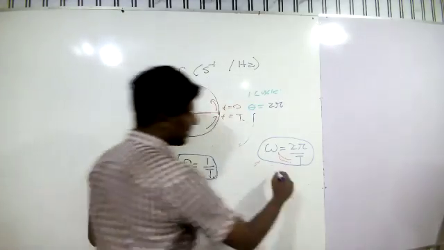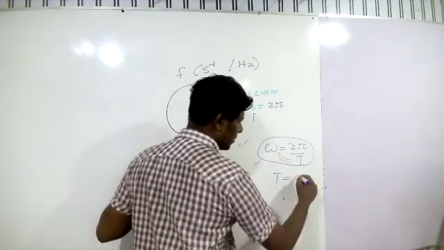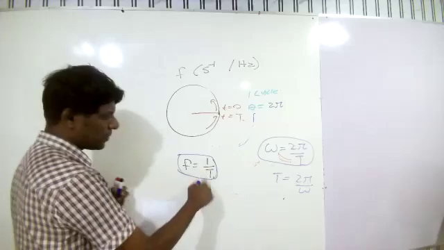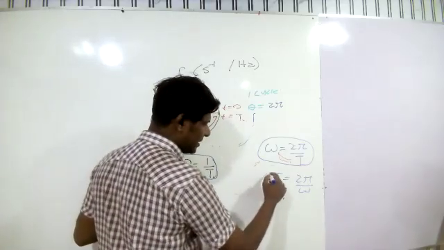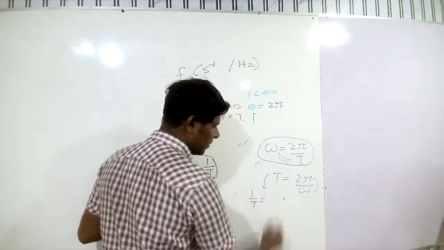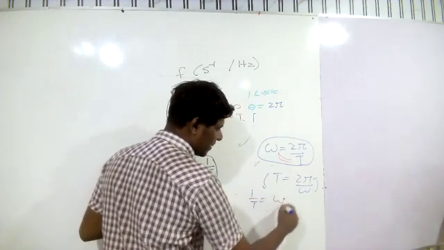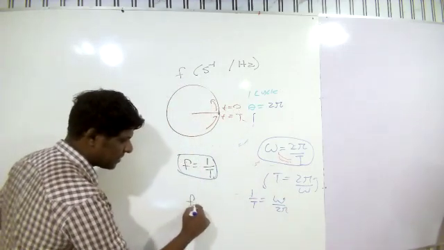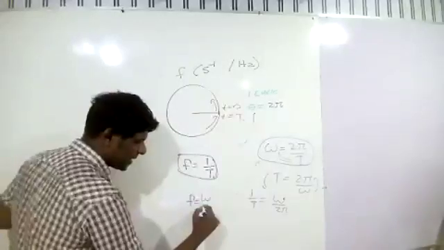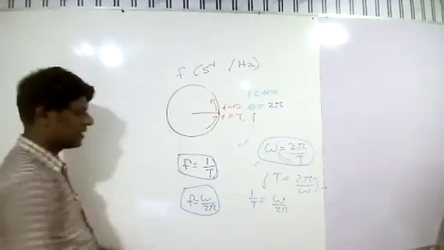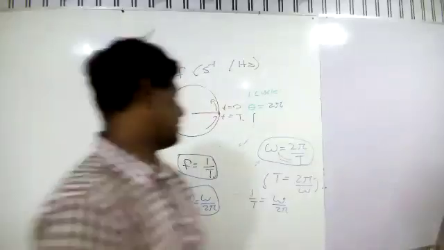So you found an equation here: T equals 2 pi over omega. When you want to get 1 over T, you just invert this. So what does 1 over T equal? Omega over 2 pi. So the frequency will be omega over 2 pi.